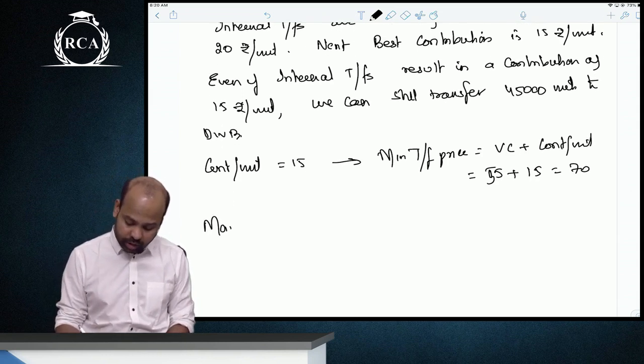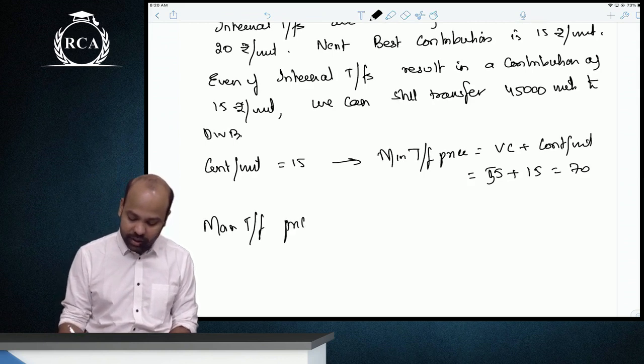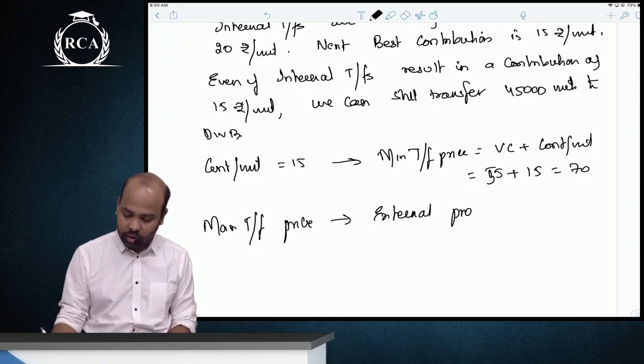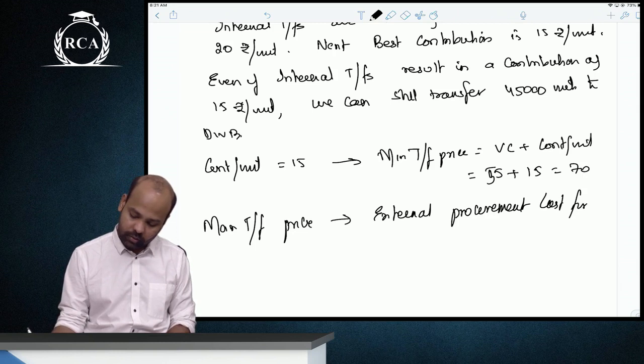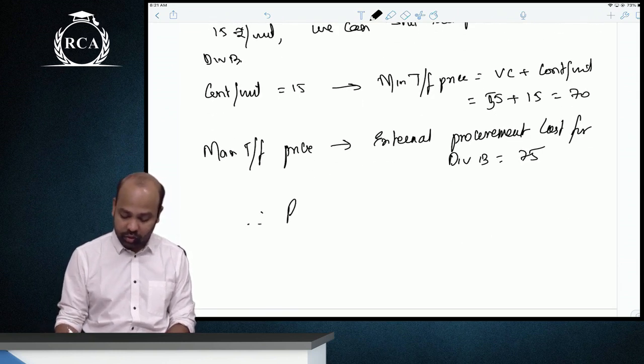70 rupees per unit would be your minimum transfer price. And we also know that the maximum transfer price would be the external procurement cost for division B. And that is 75 rupees. So you know now that the range of negotiation is such, guys.